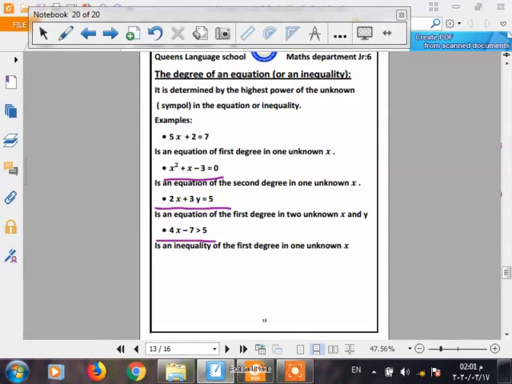This inequality, 4x minus 7 greater than 5. x has power 1. So the degree of this inequality is first degree. How many unknowns here? Only one unknown, x.